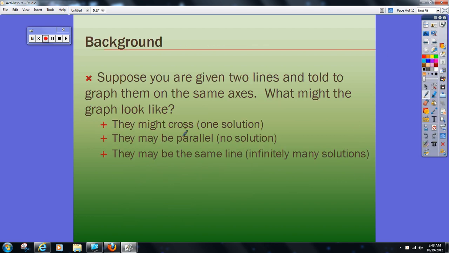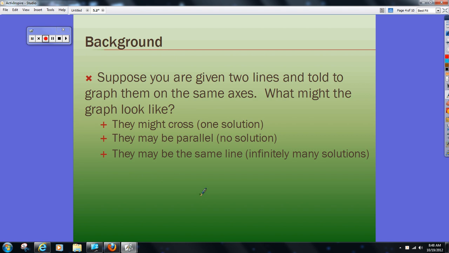Moving on. Background. Suppose you are given 2 lines and you're told to graph them. There are 3 possibilities that might happen. You could have what I talked about just a second ago. You could have 2 lines and they could cross. If that's the case, there's one solution. Where is that solution? Right where they intersect. The other thing that could happen is you could have parallel lines. If this is your case, these 2 lines will never ever touch. So there's never that point that makes both equations true. So we say there is no solution.